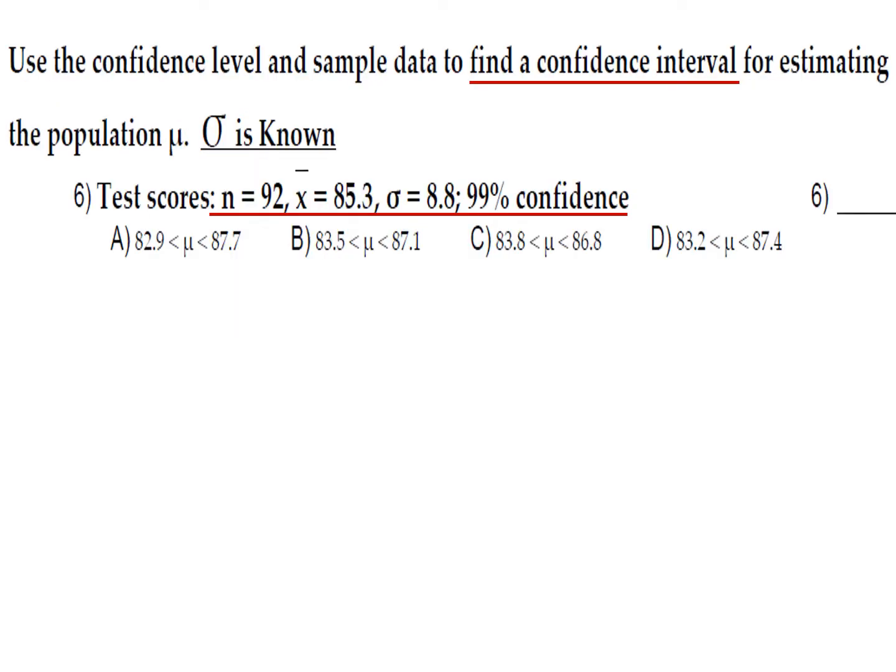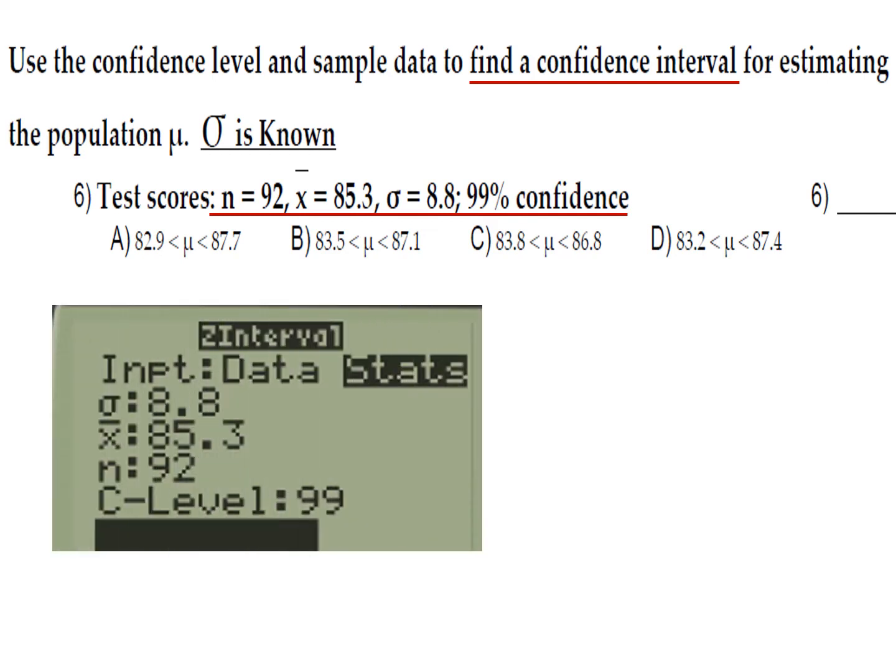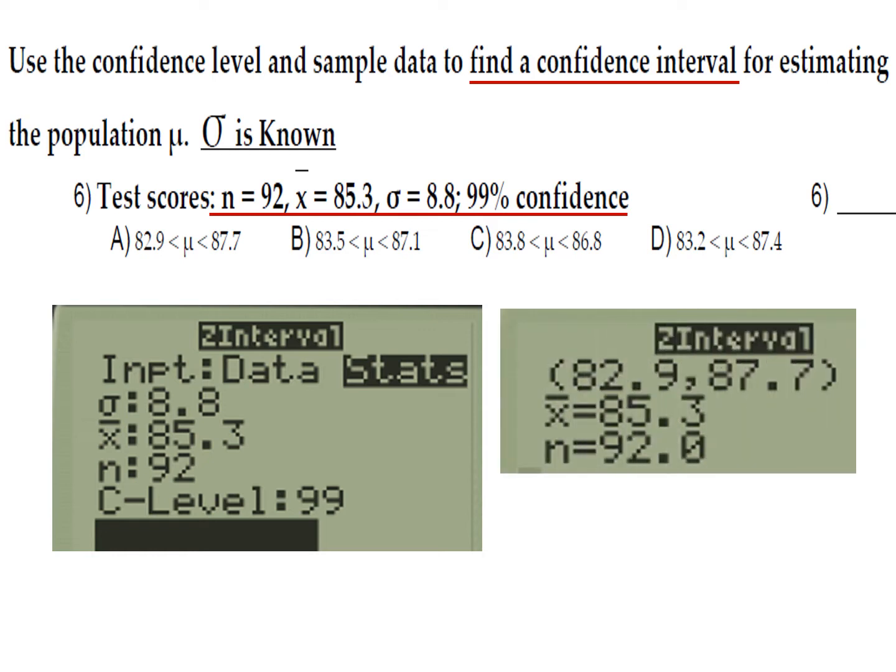All right, now we're looking for the complete interval. So I'm going to stat, carrying over to test, and coming down to z interval. I've got statistics. I know my n, I know my x bar, I know my sigma, I know my confidence level, 99%. Plugging those values in, hitting calculate, then making sure that my answers all have 1 decimal place. So I went to my mode, and I made sure my mode was set to 1 place.